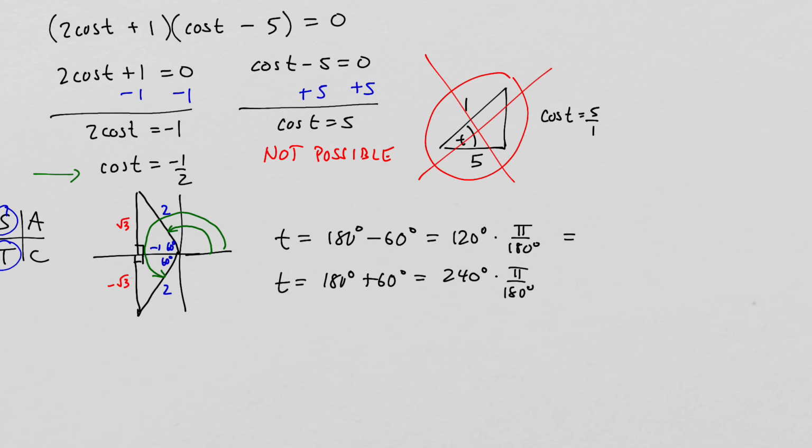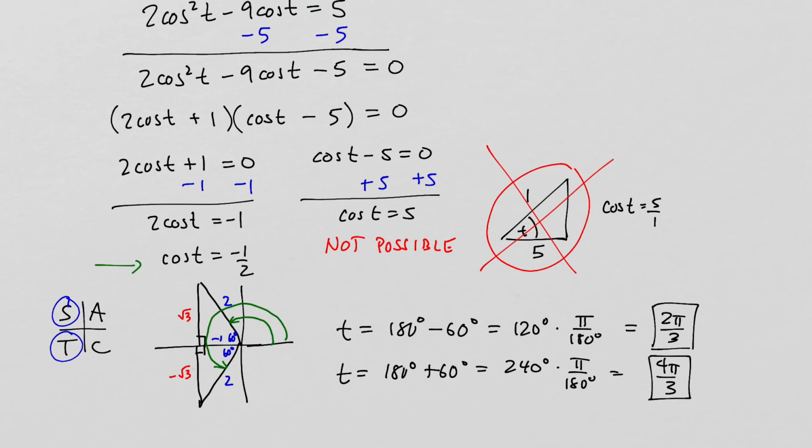And when you do that, the first angle you get is 2 pi over 3, and the second angle is 4 pi over 3. So those are our two solutions for this problem.